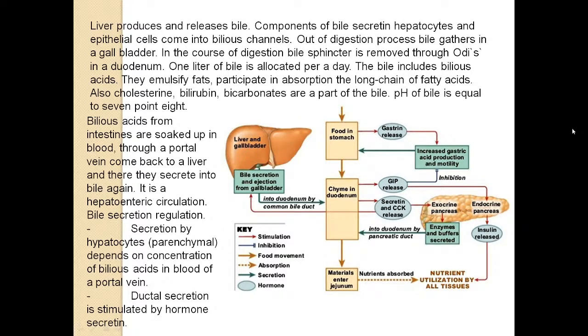Bile secretion regulation. Secretion by hepatocytes, parenchymal, depends on the concentration of bile acids in the blood of the portal vein. And the ductal secretion is stimulated by the hormone secretin.